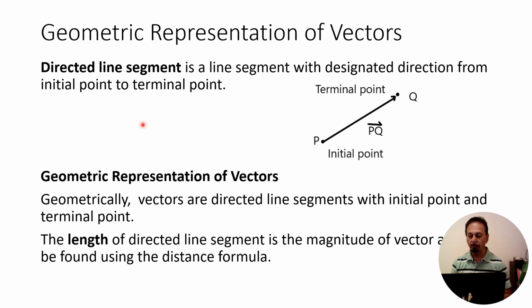Geometric representation of vector. A directed line segment is a line segment with a designated direction from initial point P to terminal point Q. Geometrically, vectors are directed line segments with an initial point and a terminal point. The length of the directed line segment is the magnitude of the vector, which can be found using the distance formula.